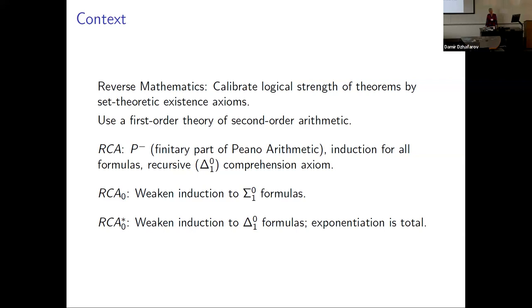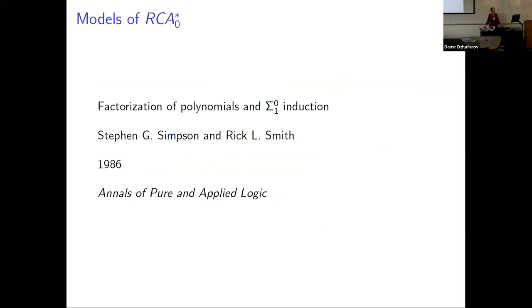This means that we're not guaranteed that definition by primitive recursion produces functions. And so we add the existence of one such function, namely the exponential function. And the reason we do that is so that we have the tools to code finite sequences, or sequences that are finite in the model, by elements of the model. This paper by Simpson and Smith in 1986 introduced RCA not star and proved some basic facts about it. There's a short section in Simpson's book on RCA not star as well.